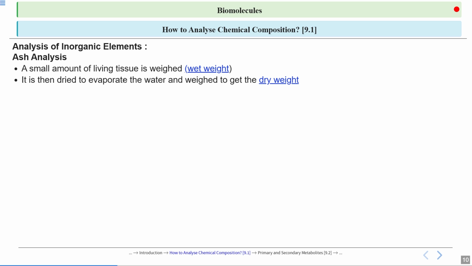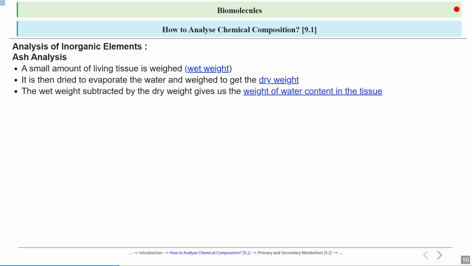Now the water, the moisture, will evaporate, and you can again weigh this living tissue, and now you will get the dry weight. Dry weight is the actual weight. It doesn't contain the moisture, so dry weight is actually the accurate weight. It is free of moisture. Now, if you subtract the dry weight from the wet weight, it will give you the weight of the water content in the tissue. So if you want to determine the weight of the water content, you can simply subtract the dry weight from the wet weight.